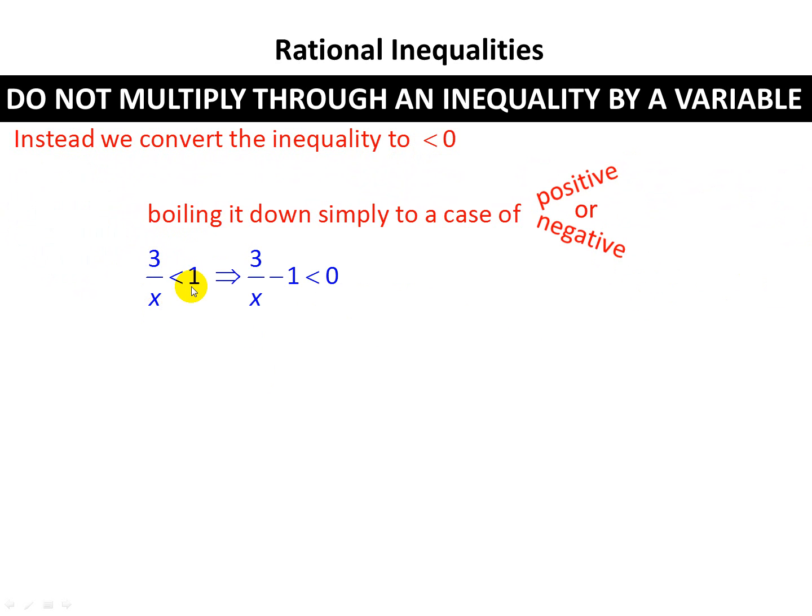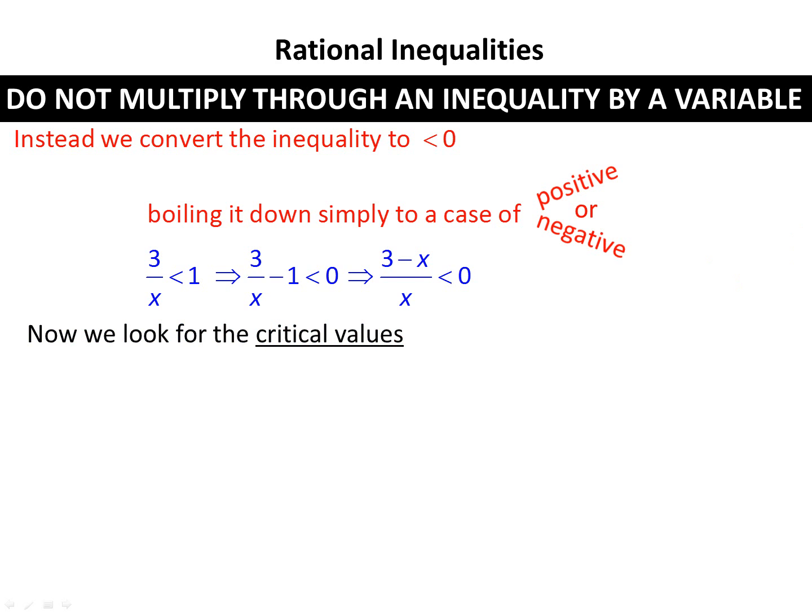So 3 over x less than 1 means 3 over x minus 1 less than 0. Now I'm going to find a common denominator so I end up with a fraction less than 0. Now I can reason my way through that. There are critical values. When is 3 minus x equal to 0? When x is 3. When is x equal to 0? When x is 0. Now look, I know we can't divide by 0, but 0 is the boundary between negative and positive.